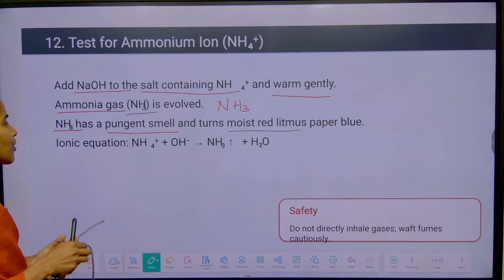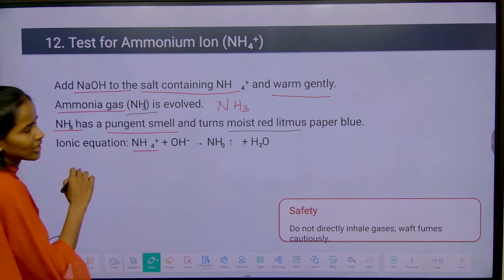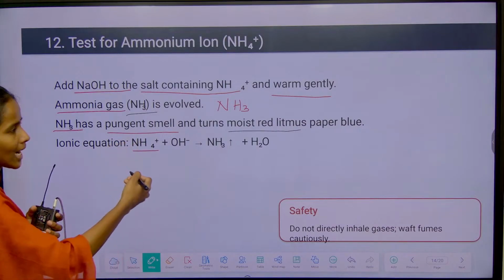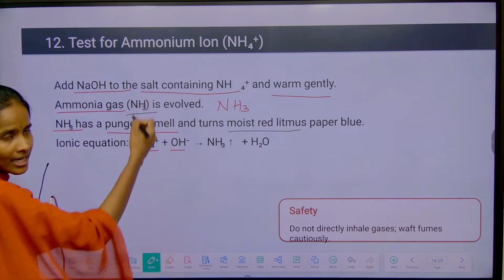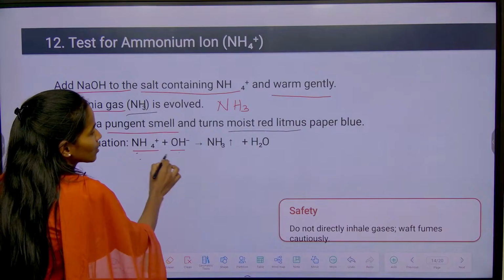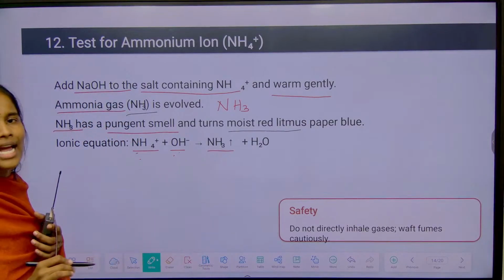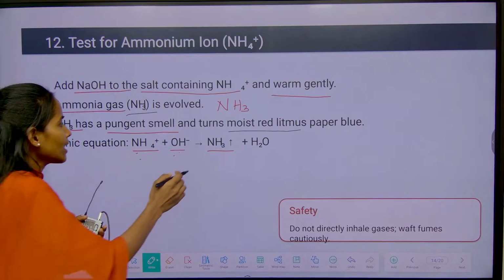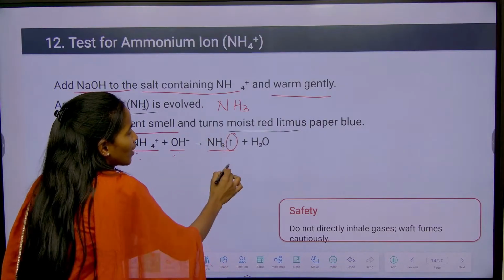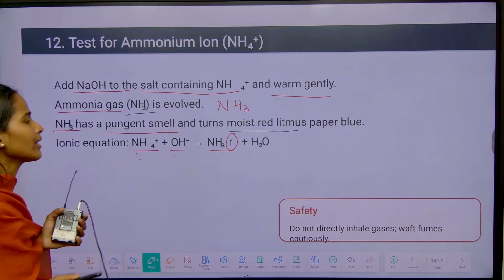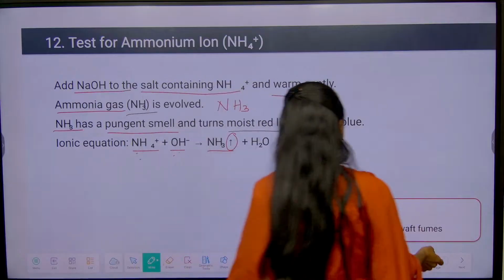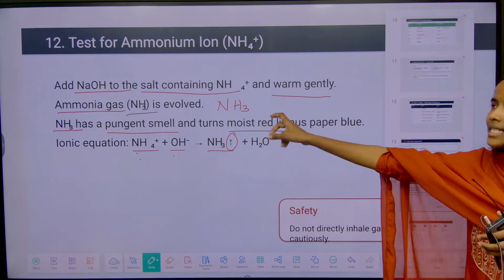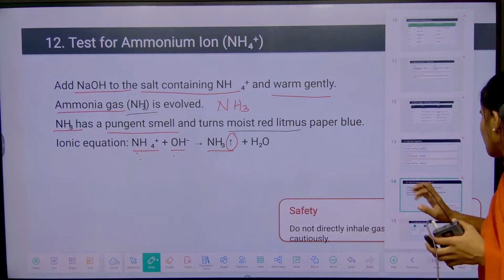Now the ionic equation. NH4+, the salt solution which contains the ammonium cation, and NaOH we are taking. The reaction between these two gives NH3 as a gas. As it is a gas, it moves in the upward direction, so we represent it with an upward arrow. Along with that, we get water. This is how to identify whether the given salt contains ammonium cation or not.